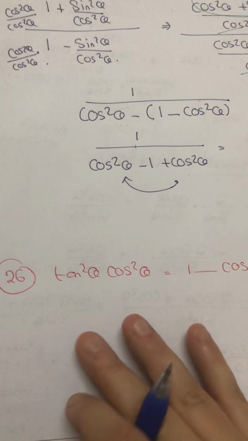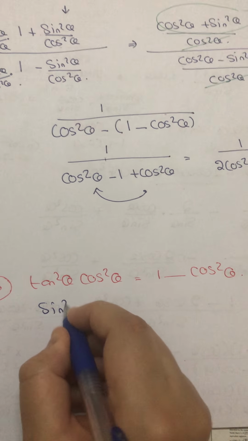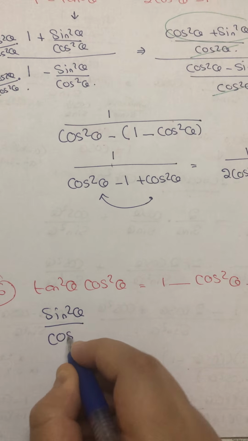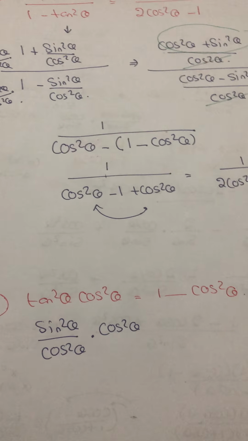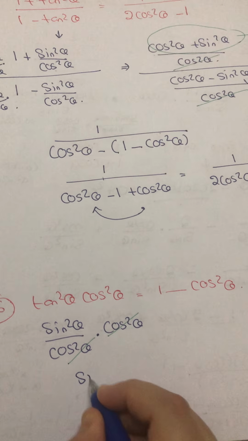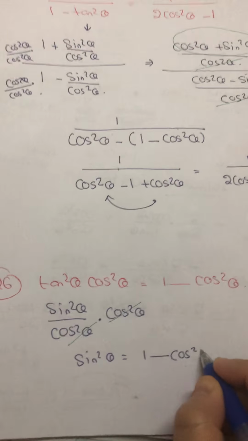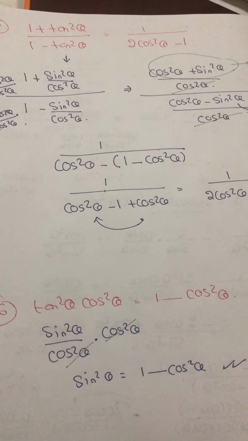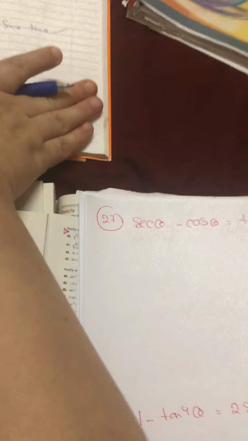Regarding question number 26, I would work on here. Tan squared is sine squared over cosine squared times cosine squared theta, and this will be solved in one step. This cancels this, and sine squared theta is equal to 1 minus cosine squared theta, Pythagorean identity. And here you prove 26. I am left with, I think, 4 more questions.